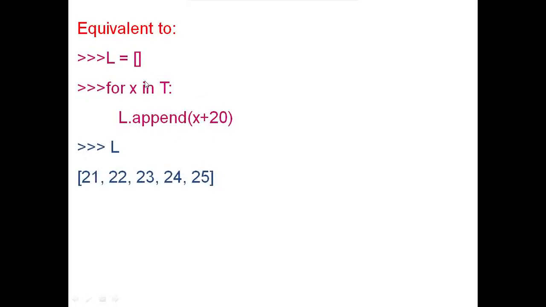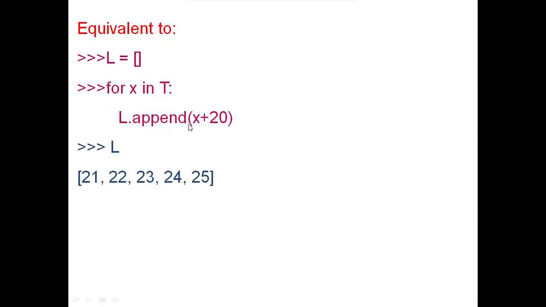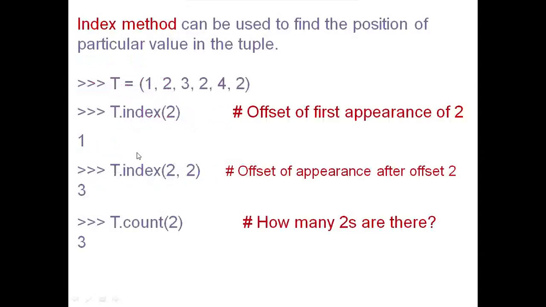And the equivalent code for this in Python will be, if you have an empty list, this is an empty list. It looks like a rectangle, but it is two square brackets put together, right? For x in t, you say L dot append of x plus 20. Suppose you already have a tuple with 1, 2, 3, 4, 5, then you can say L dot append of x plus 20. Then you will get the same result; both are equivalent, right?